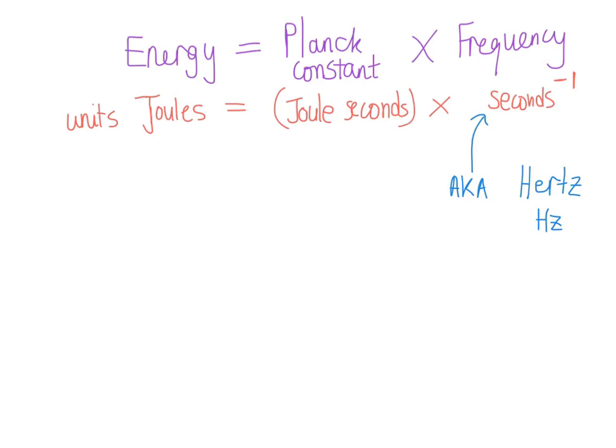So don't worry if you see a frequency described as being 100,000 hertz or something like this. All that means is 100,000 cycles per second. And we also learnt about a new unit for energy, the electron volt.